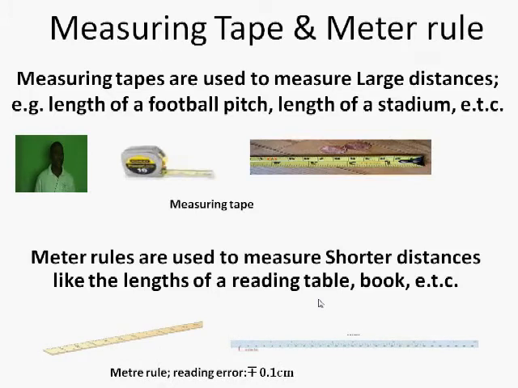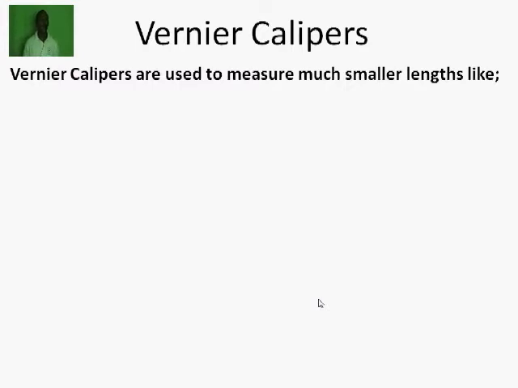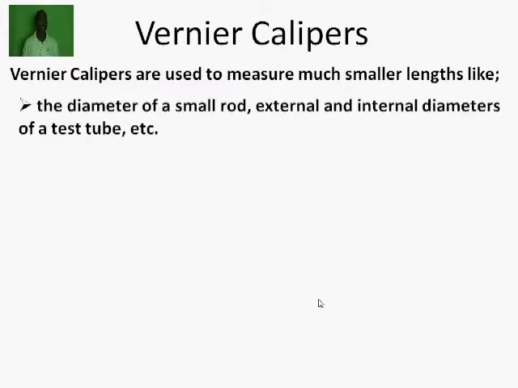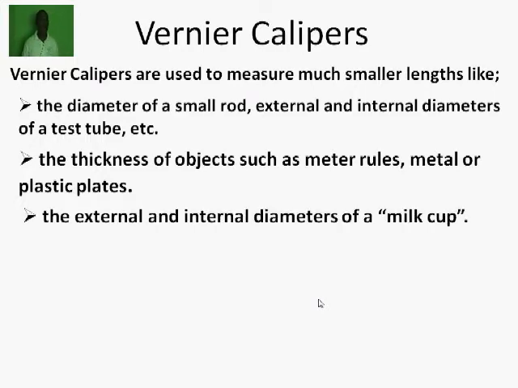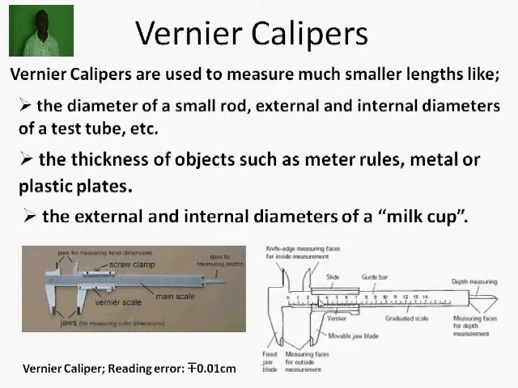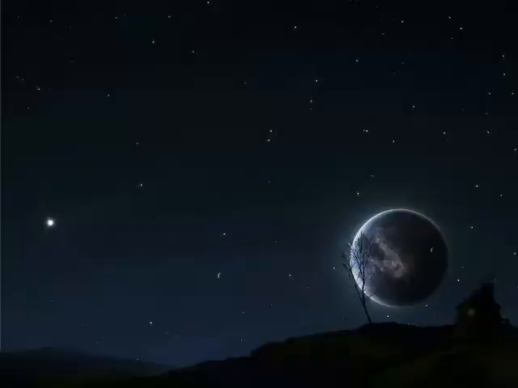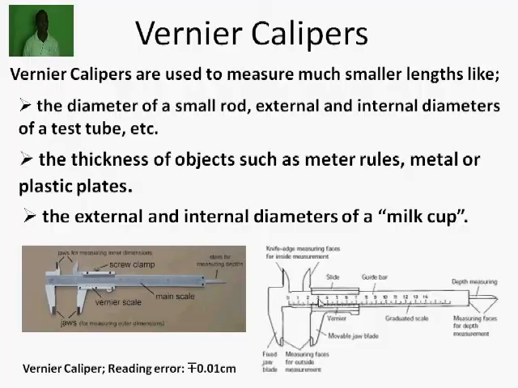This is a sample of a meter rule, and the reading error of a meter rule is plus or minus 0.1 cm. Vernier calipers. Vernier calipers are used to measure much smaller lengths like the diameter of a small rod, the external and internal diameter of a test tube, and the thickness of objects such as a meter rule or plastic plates. They can also be used to measure the external and internal diameter of a mirror. This is a sample of a vernier caliper and it has a reading error of 0.01 cm.